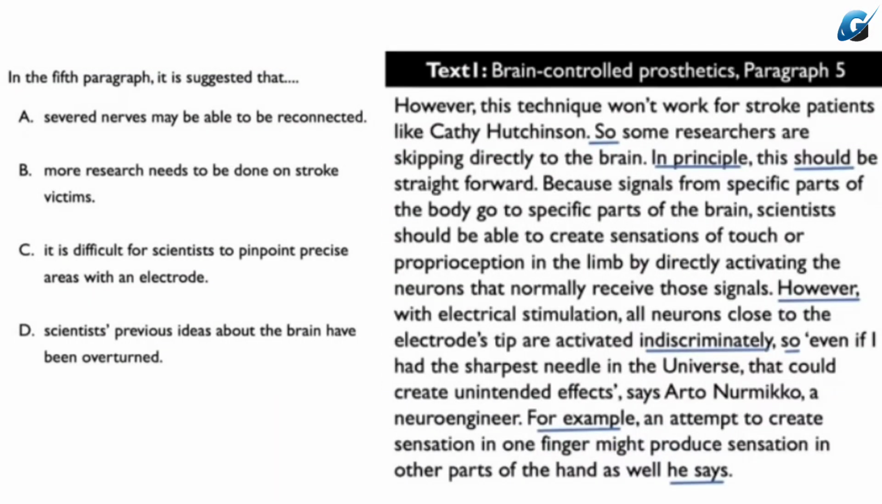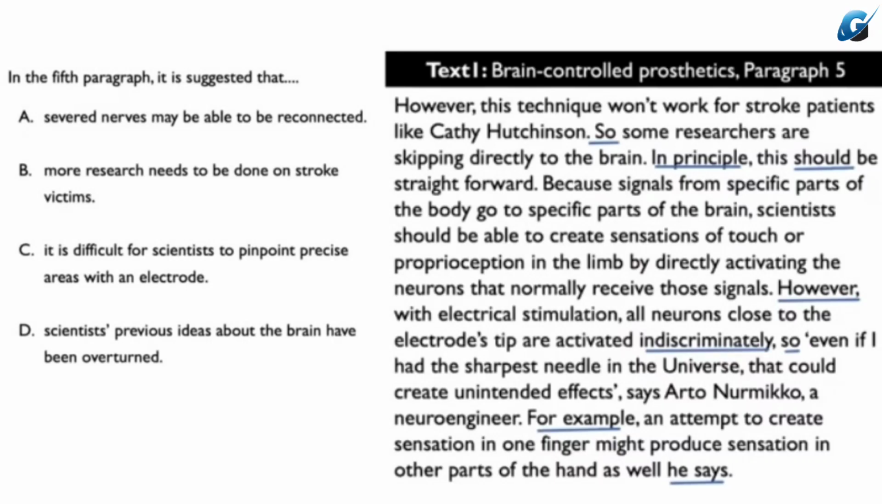Let's try to do one task. QTA method, the question: "In the fifth paragraph, it is suggested that..." So, what does the fifth paragraph suggest? Let's move on to the text. Brain control process, prosthetics, paragraph 5. "However, this technique won't work for stroke patients like Kathy Hutchinson."